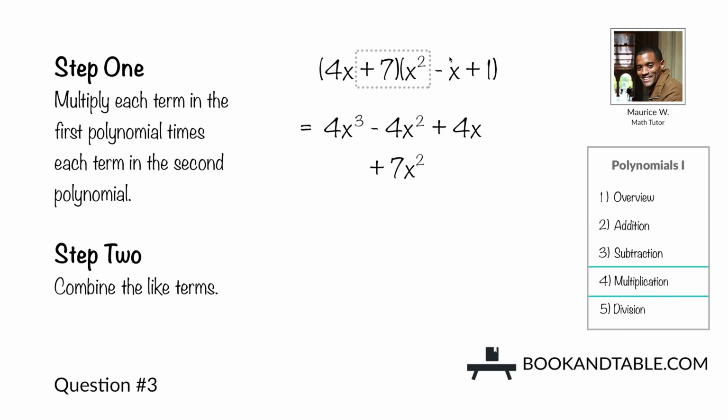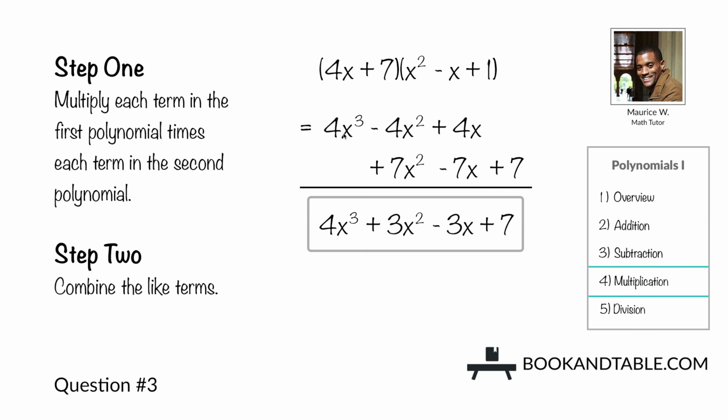We multiply it times all 3 terms in the second polynomial, giving us 7 times x squared, which is 7x squared. 7 times negative x is negative 7x. And 7 times 1 is equal to 7. And now that we've multiplied all the terms, we can combine the like terms. So we have 4x cubed, negative 4x squared plus 7x squared gives us negative 4 plus 7, which is positive 3x squared. 4x minus 7x is negative 3x, plus 7.